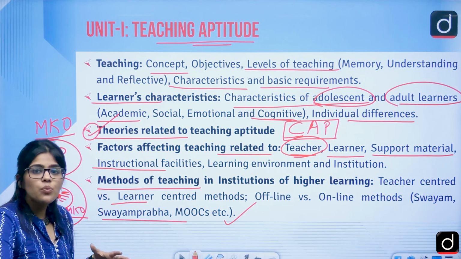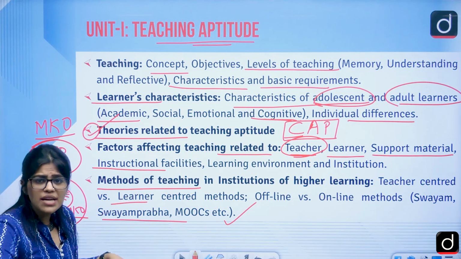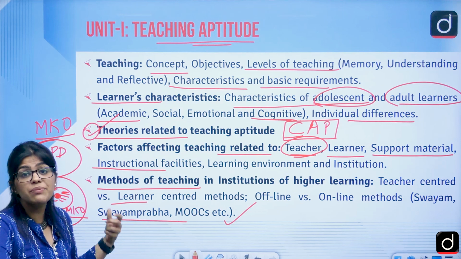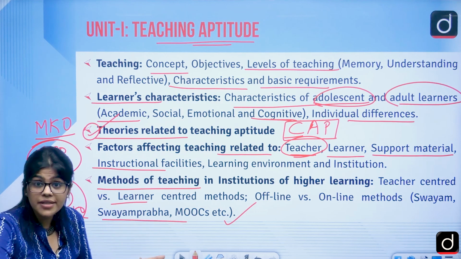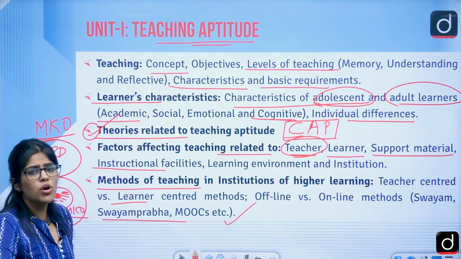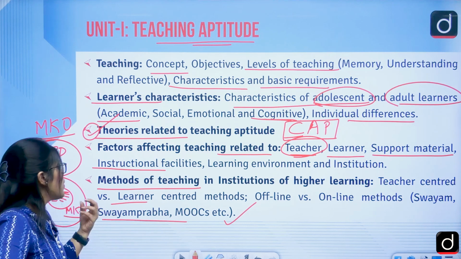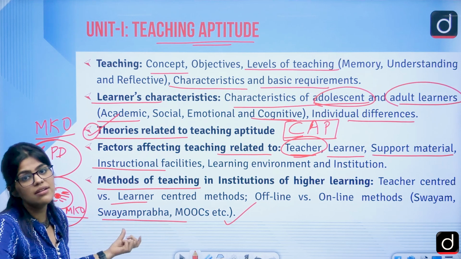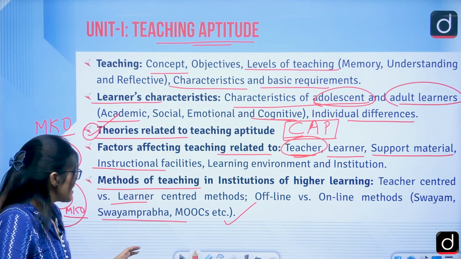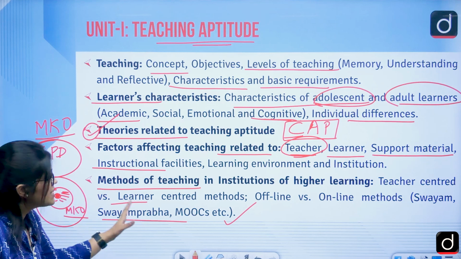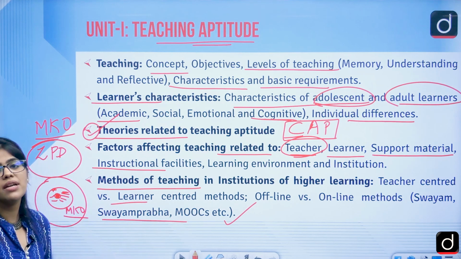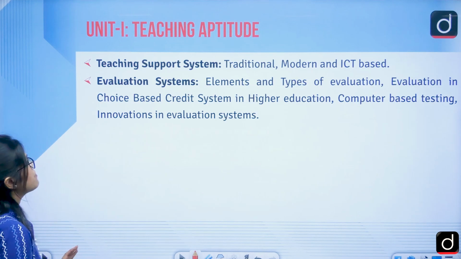You'll be very clear with the difference between the different MOOCs that we have. What is the difference between MOOC? What is MOOC kit? What is Joomla? What is Drupal? The things would be clear. You'll be clear with what is Swayam, what are the different channels under Swayam Prabha. So these things are important and we'll be dealing with all of these things in my class related to teaching aptitude.